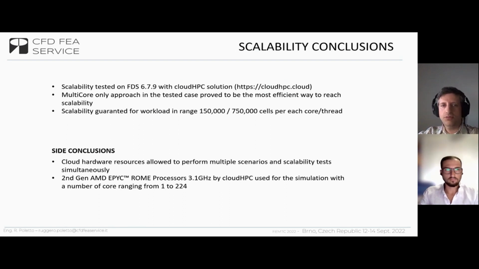Obviously, as side conclusions, we can say that the cloud hardware resources were quite positive because they allowed us to run multiple scenarios and scalability tests simultaneously, and the 2nd generation AMD EPYC processor proved to be a very good solution for FDS simulation.